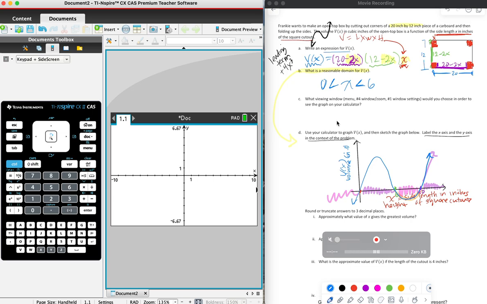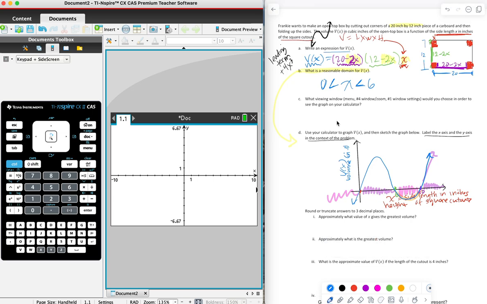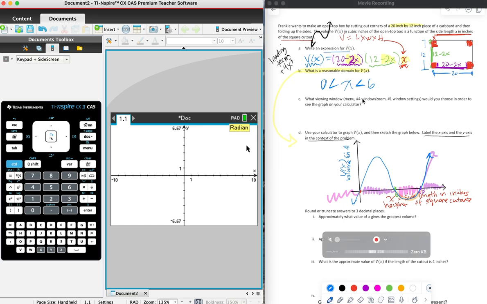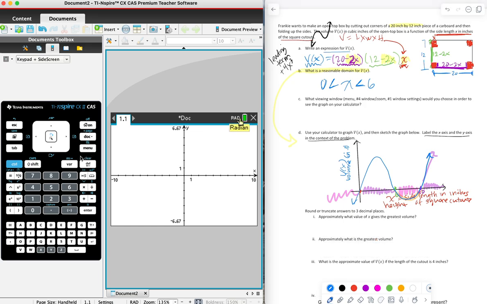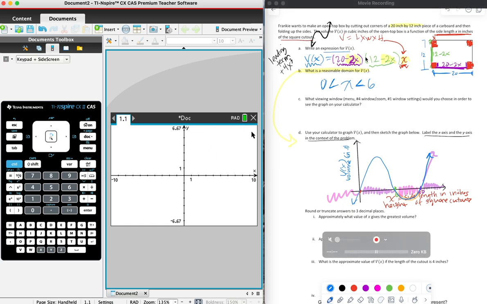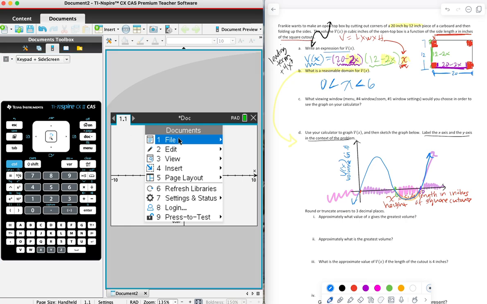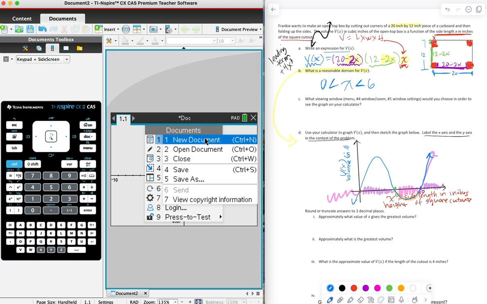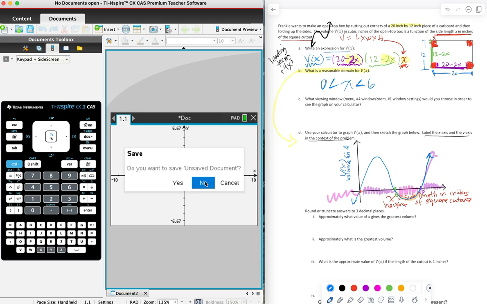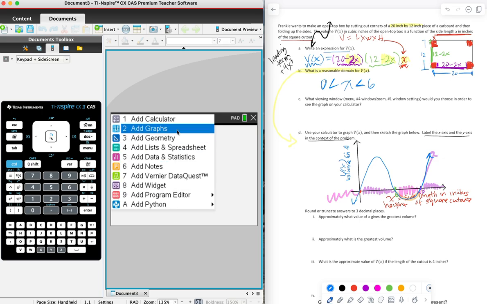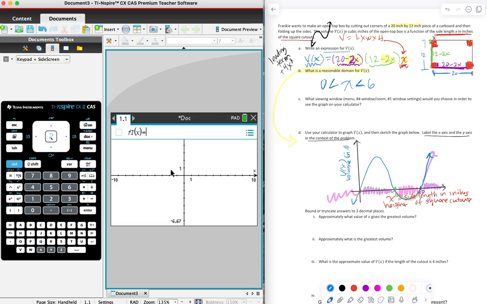Okay, what viewing window should we use then? Well, the whole reason you think of that reasonable domain is to help yourself with your viewing window. So we're going to go to menu. Oh, actually, I shouldn't do anything until I type in my function. So I need to type this into my calculator. So how do I do that? I just open a document. You go to document, you go to file, you go to new document, you open it. No, I don't want to save it. You go to graph, add a graph, and here we are.